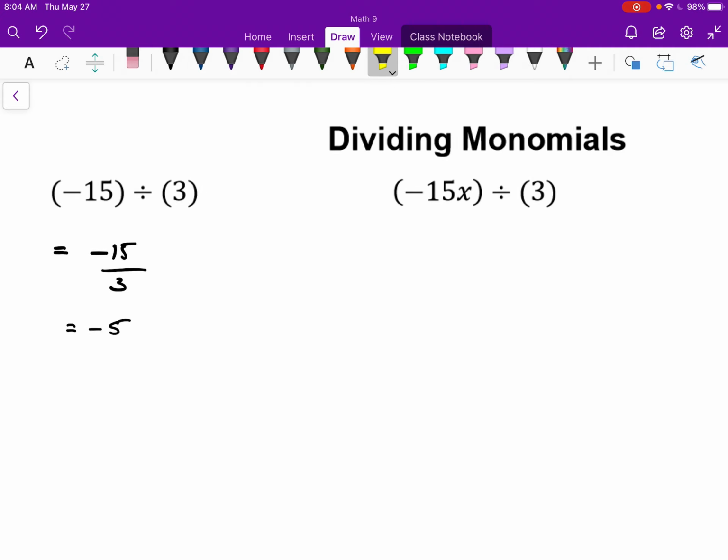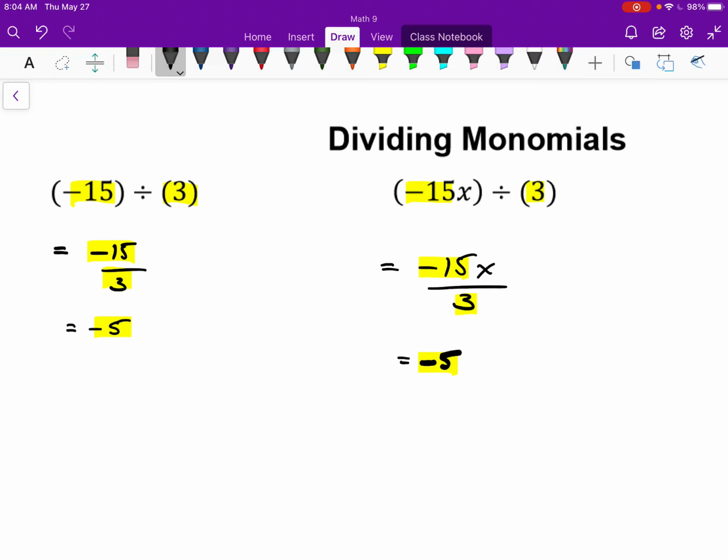And so if I look at negative 15x divided by 3, this is the same as negative 15x all over 3. What does it equal? Well, I already know that negative 15 divided by 3 is negative 5. That's from the last question. And then I just have this x.